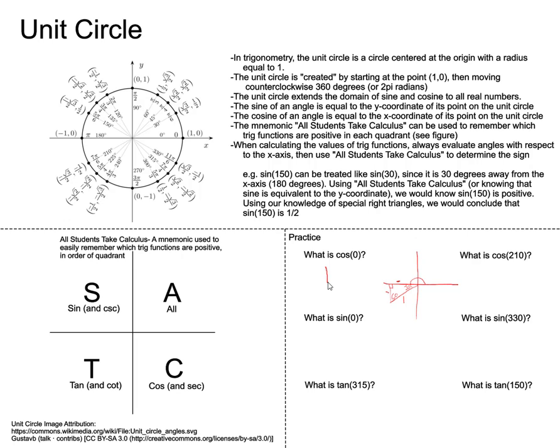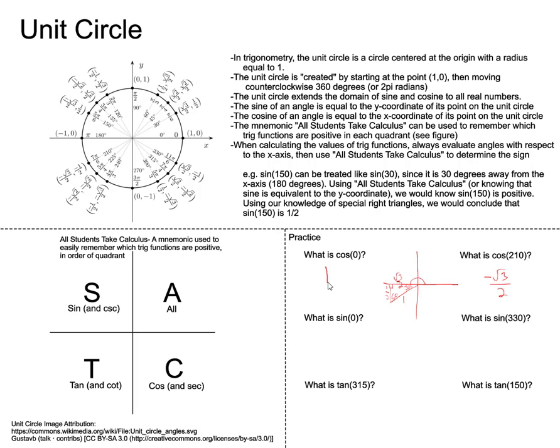So the cosine of 30 degrees, we know that we have a unit circle, and we know that we're going to have a special 30, 60, 90 triangle. So if the hypotenuse is 1, that means the side opposite, or the sine, is going to be 1/2. And then we know that the side adjacent to the 30 degrees is going to have to be the square root of 3 over 2. We also know that because we're in quadrant 2, in all students take calculus, only the s, or sine, is going to be positive, so the cosine has to be negative. So we must be at negative square root of 3 over 2.